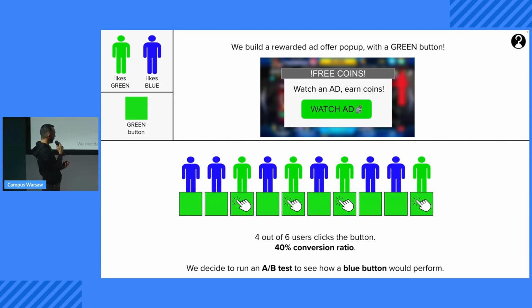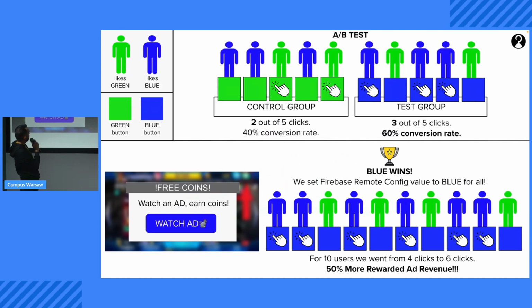So what do we do? We make an alternative of this button, a blue button, and we decide to run an A/B test, right? So again, how does an A/B test work? Let's assume that we do a perfect 50-50 uniform split of the audience, right? 5 users on the control group side, 5 users on the test group side. And as we see here, thanks to the uniform split, we actually have more users that prefer blue. We actually get 60% conversion ratio on the blue button side, right?